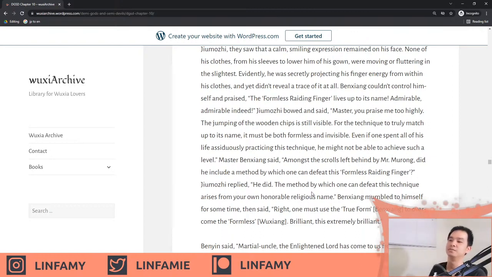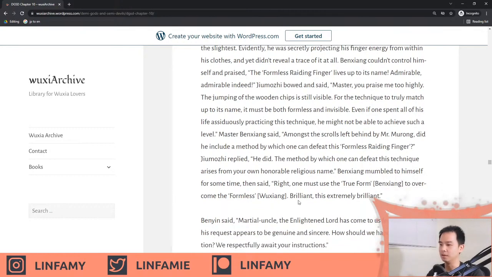Master Bunxiang said, "Among the scrolls left behind by Mr. Mu Rong, did he include a method by which one can defeat this formless raiding finger?" Jiumozu replied, "He did. The method by which one can defeat this technique arises from your own honorable religious name." Bunxiang mumbled to himself for some time, then said, "Right. One must use the true form to overcome the formless. Brilliant! This is extremely brilliant."